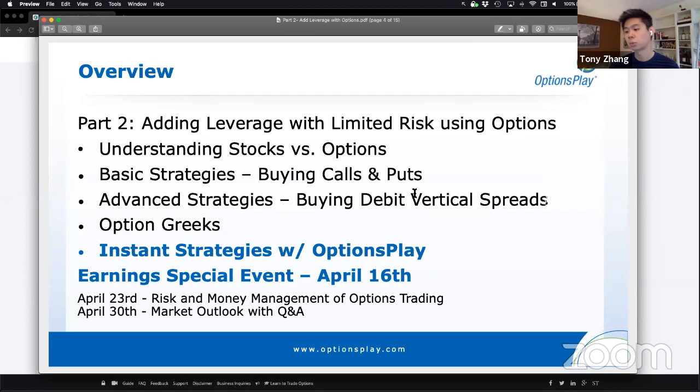Then what we're going to do is we're going to break down some of the option Greeks. Now, I know the option Greeks many times confuse many investors who are brand new. So I want to try to explain it in a more visual format to hopefully make it a little bit more intuitive.